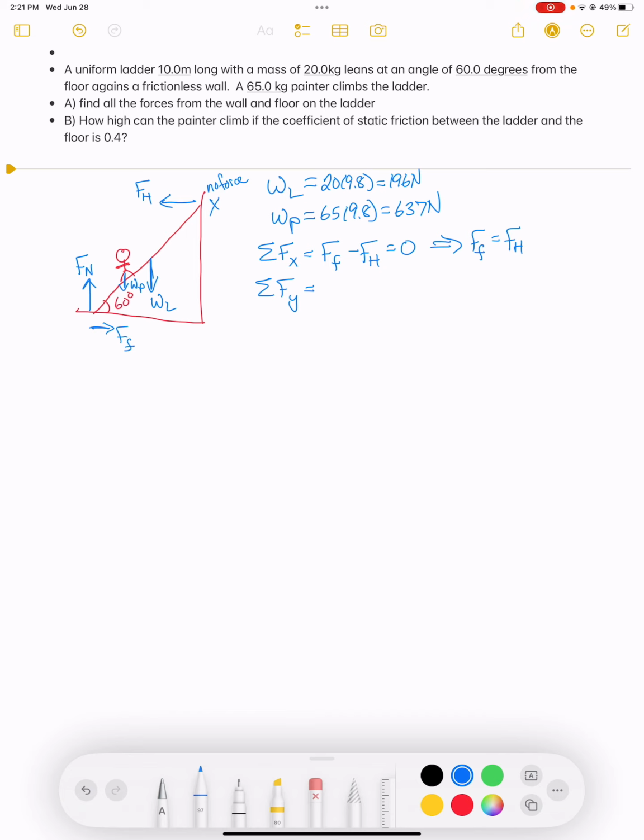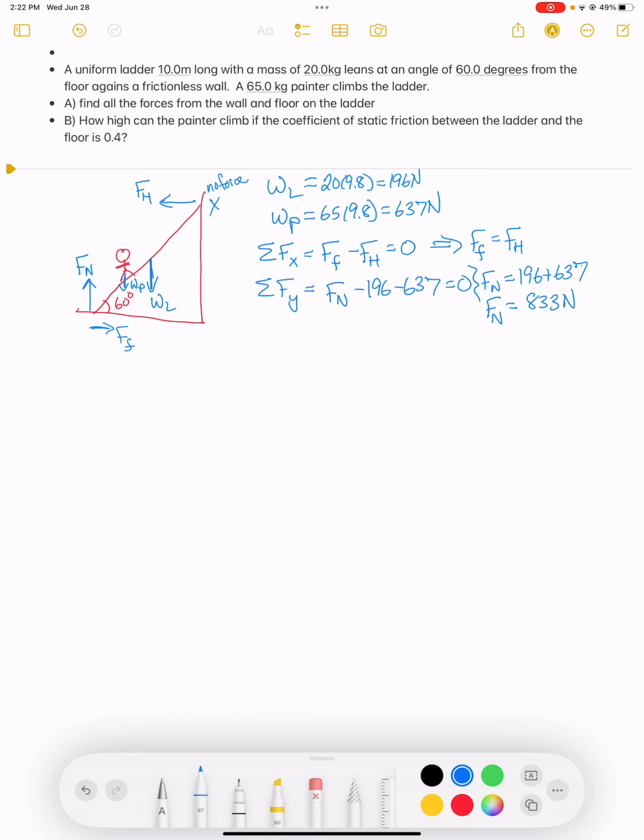All right, how about vertically? Well, vertically, I've got the normal force up, and I've got the weight of the painter and the weight of the ladder down equals 0. So that tells me the normal force is 196 plus 637. So I've actually got my normal force. So my normal force is 833 newtons.